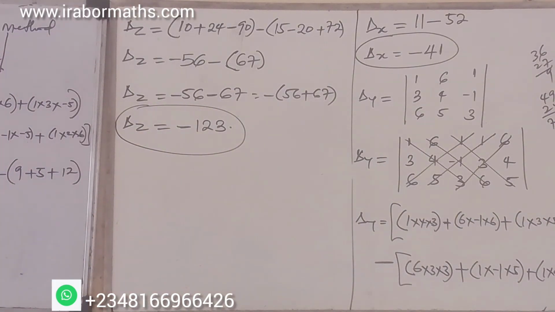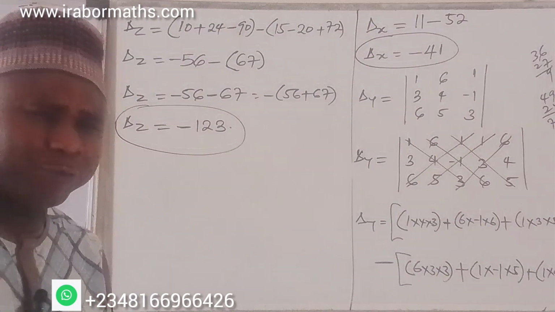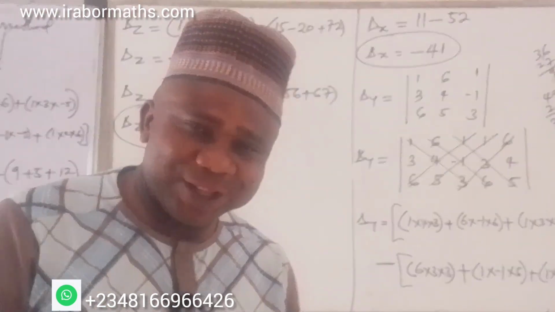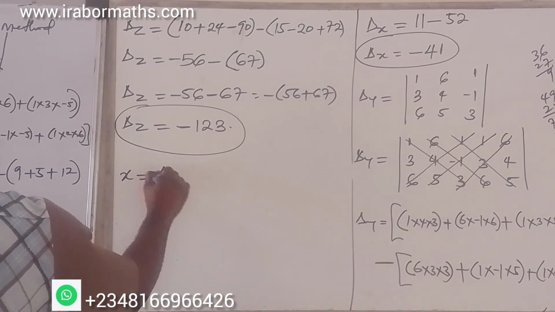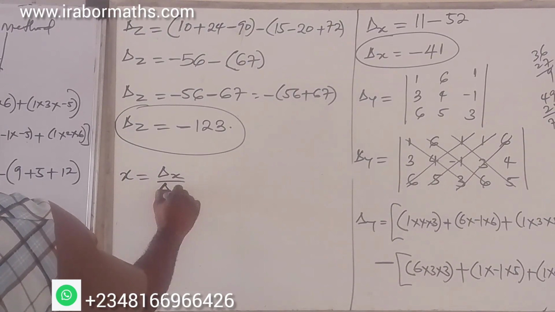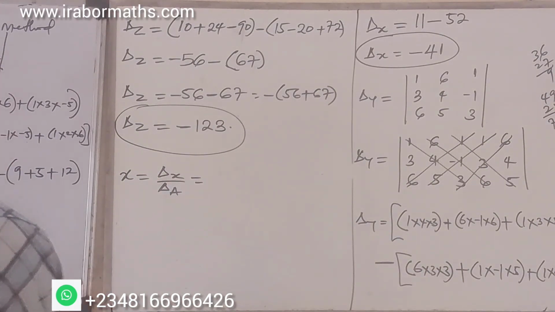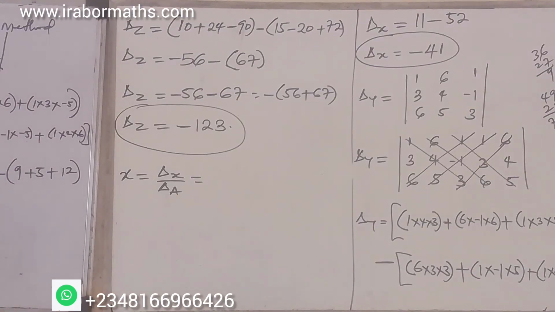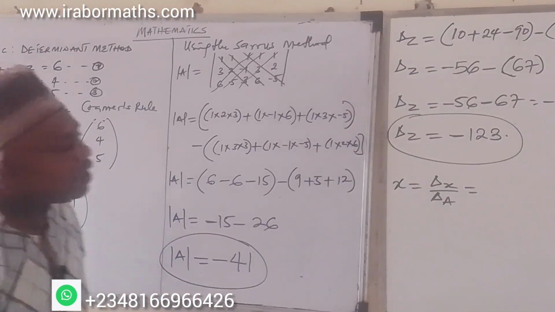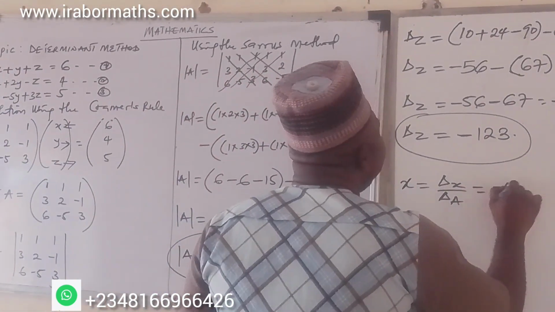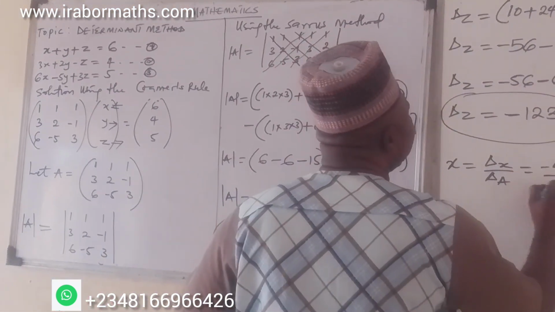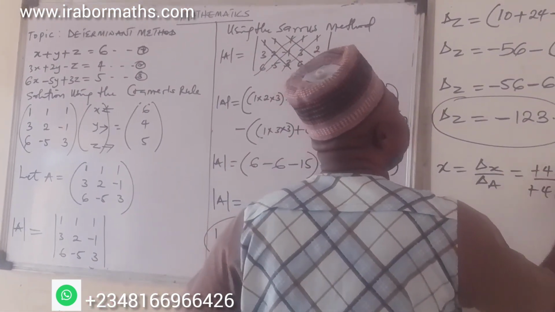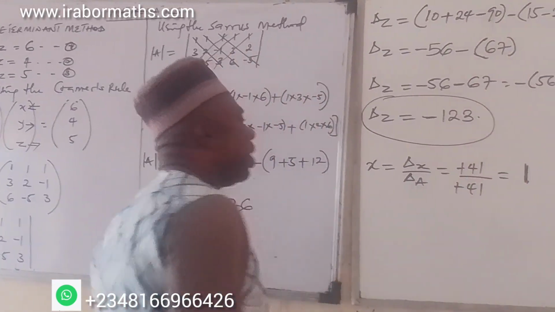Now we have seen the determinant of X, the determinant of Y, and of course the determinant of Z. So let's get the value of X now. The value of X is the determinant of X all over the determinant of A. Remember, A is the overall determinant, the determinant of the main matrix, where we started from. The determinant of X we got minus 41, all over the determinant of A, minus 41. Minus minus is plus, so 41 divided by 41 is 1.